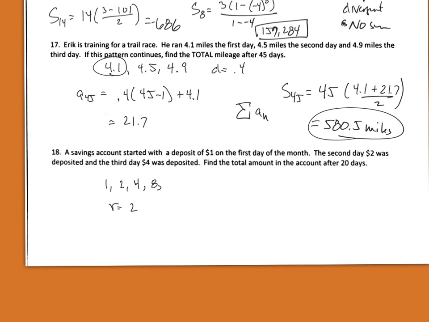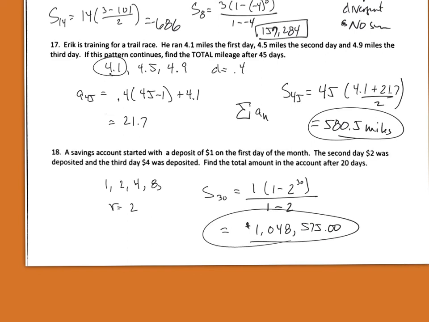I'm going to use the formula. So this is the geometric formula, which is your first term, 1 minus your ratio to the 30th power over 1 minus your ratio. And this is a big number. So we get $1,048,575. That's pretty good in 20 days.